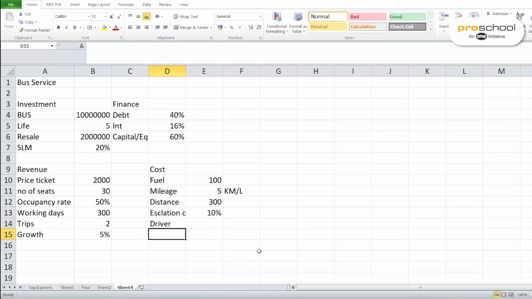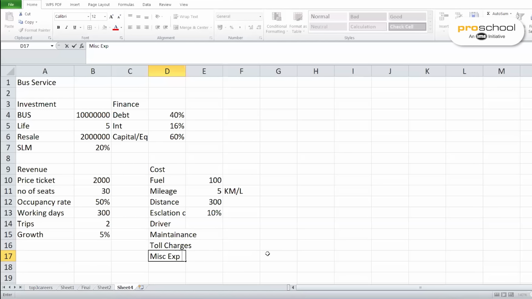Then it will be maintenance, right? Then it will be toll charges. So whenever we are making a model, we have to foresee what all cost can be there in the real life and what all revenue we can earn. So driver we have taken, maintenance we have taken, then toll charges we have taken. Then of course let's keep something for miscellaneous expenses like the repair charges.